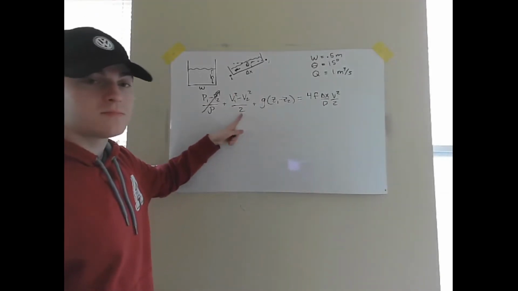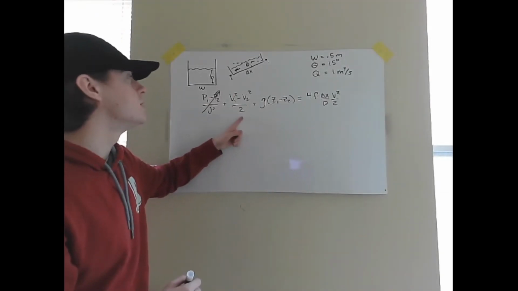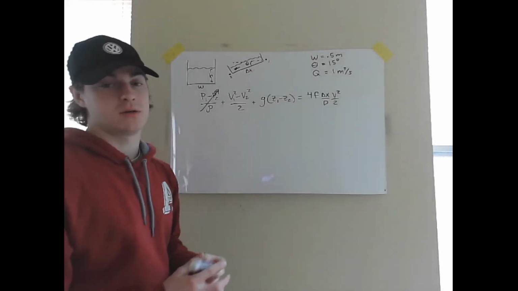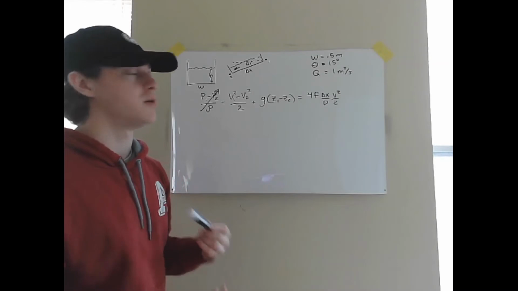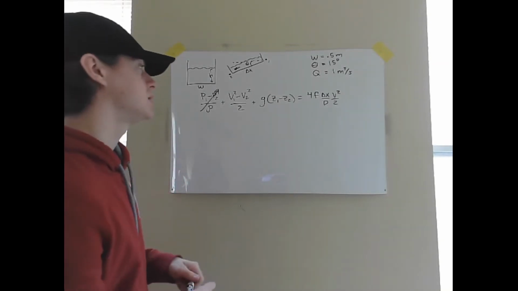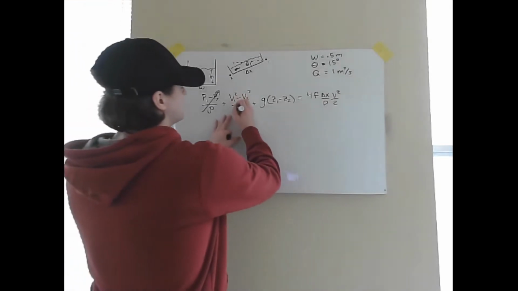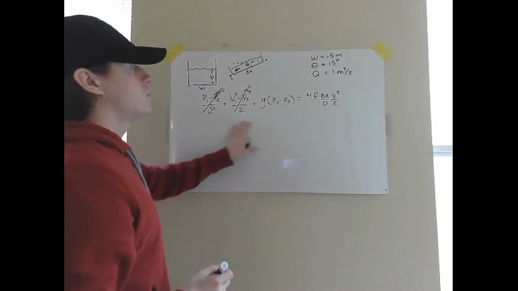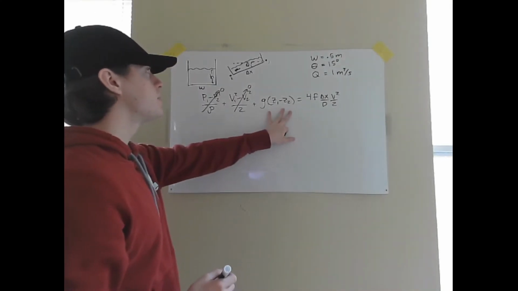For this second term, we also don't need to worry about it because there's no change in velocity down our channel. It's going to be a steady flow of water. There's no change in diameter of it, so the velocity is going to stay the same through the whole channel. So this term is also 0. And so what we're left with is this term here.